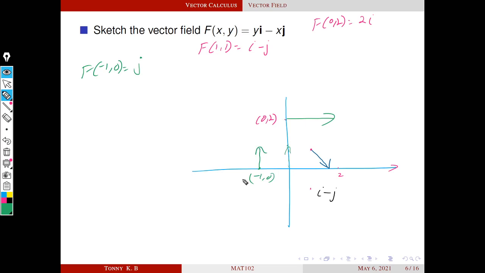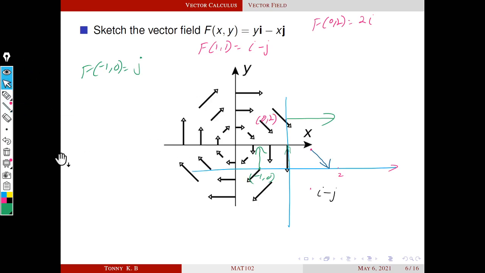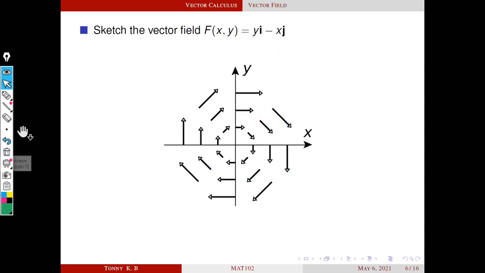So after plotting all the vectors in this space, we get a vector field. Okay. So I think now you understand how this vector field behaves. So I will show you the exact figure. So this is the shape of the vector field f(x, y) equals yi minus xj. If you plot so many vectors, then we get it like this.